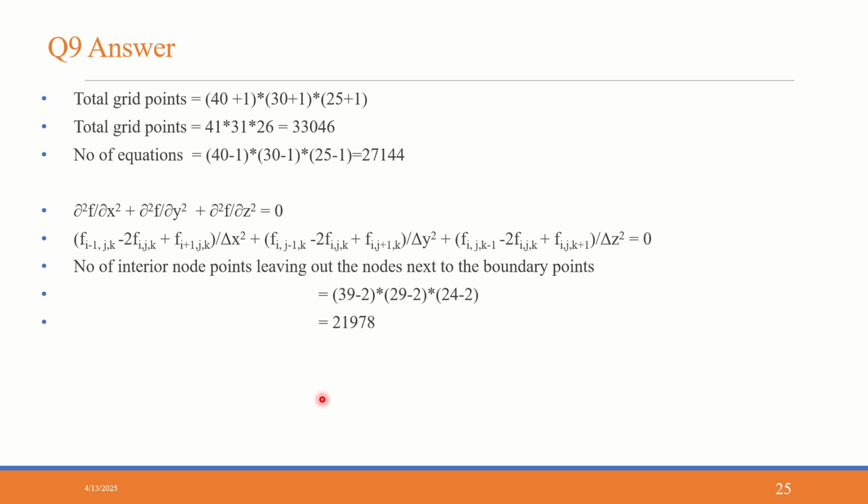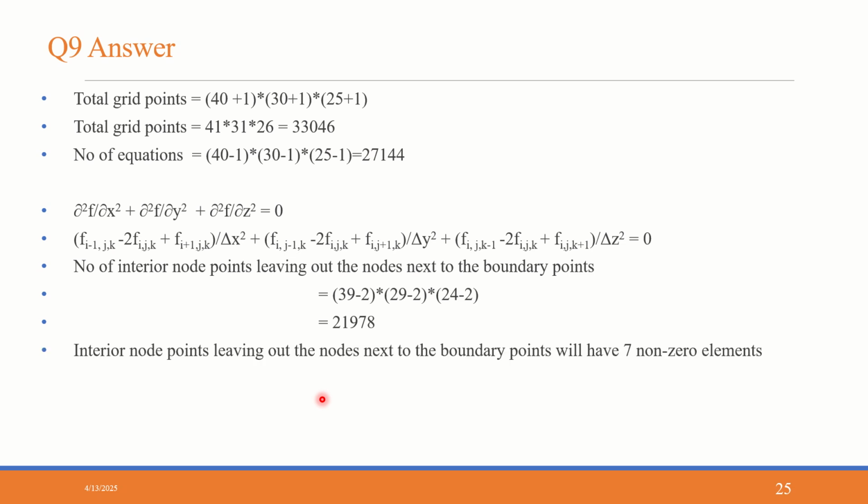So these 21,978 points will have 7 non-zero elements. So 21,978 into 7 will give us 1,53,846 non-zero elements.